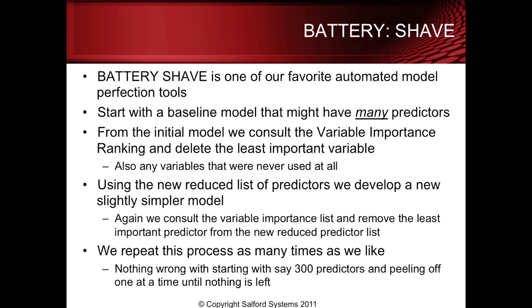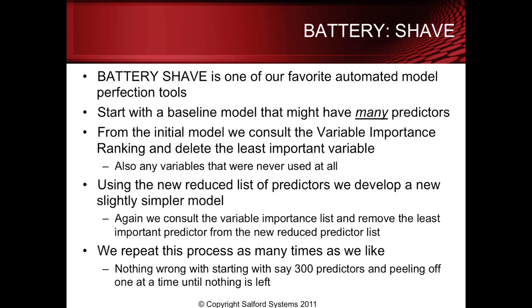What we do with this list is we use it in order to remove the variables that are at the bottom that appear to have zero or close to zero value. Having removed those variables, we then start with a new and reduced list of predictors, and we develop a new and possibly slightly simpler model. This new model may have only one variable less than its predecessor.